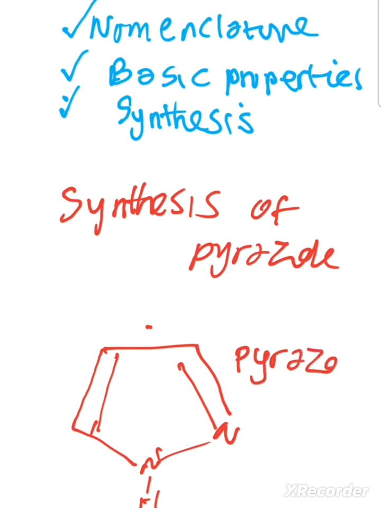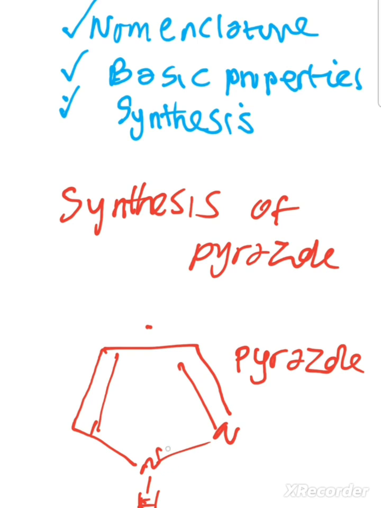You should know that on the pyrazole, this nitrogen here on position 1 is said to be acidic. Get? On position 1, it is said to be acidic. The reason is very simple. You may find this question in an exam or test: why is the nitrogen on position 1 acidic, or rather the hydrogen on position 1 acidic? The reason is very simple.